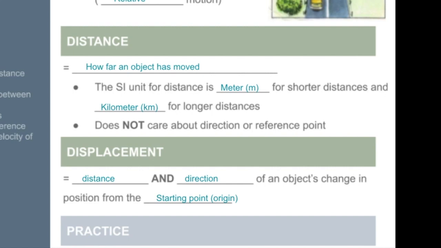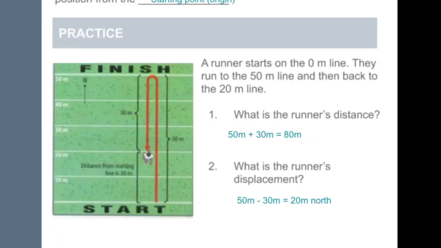Displacement is distance and direction of an object and its change in position from the starting point or the origin. Okay, so we're going to do some practice problems. A runner starts on the 0 meter line. They run to the 50-meter line and then back to the 20-meter line.